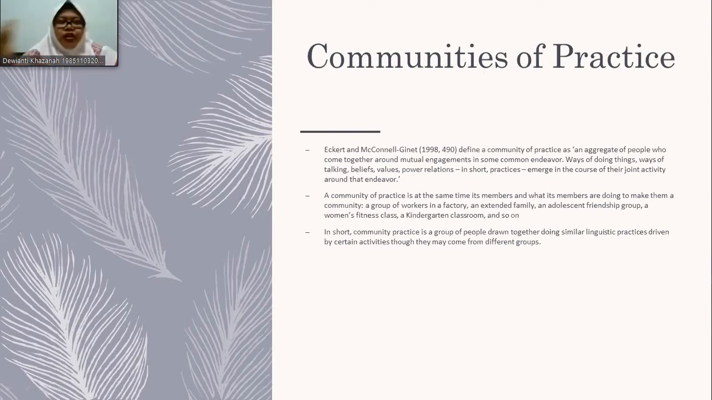So you, for example, may belong to different community of practices. So if you belong to different kinds of activities where a group of people gather for similar purpose and using certain linguistic variations, then you are a part of group communities of practice.